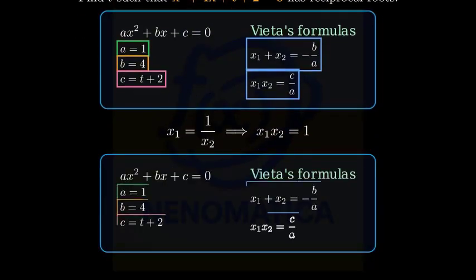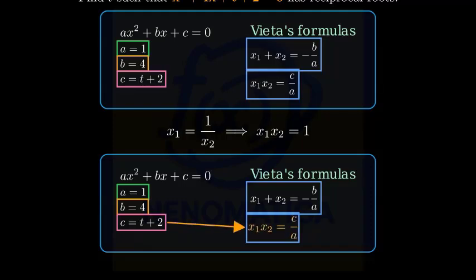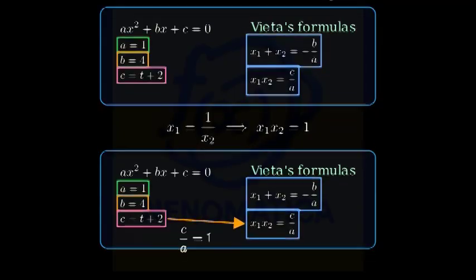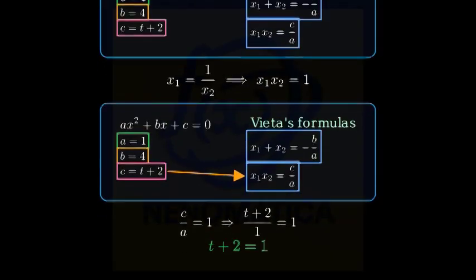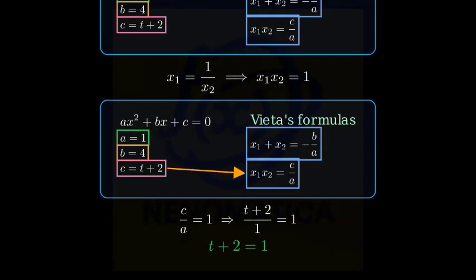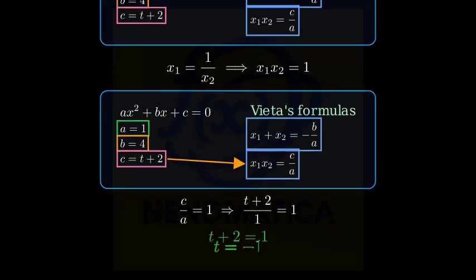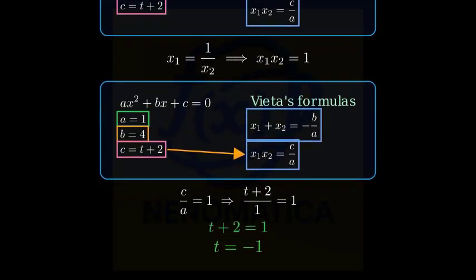Comparing with Vieta's product, we set c over a equals 1. Since a equals 1 and c equals t plus 2, c over a equals t plus 2 over 1. Therefore, we must have t plus 2 over 1 equals 1. This simplifies to t plus 2 equals 1. Solving for t, subtract 2 from both sides to get t equals negative 1. So the required value is t equals negative 1.